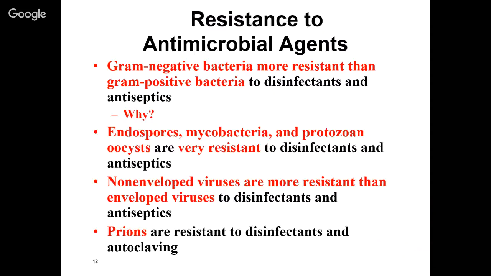Okay, that was just a little fun for you to know, so when you see that again, you've heard it once and it'll be a little bit easier to remember. Okay, great. Okay, cool. Endospores. What's going on with endospores, mycobacteria and protozoans, oocytes? What's going on with those guys? They're the hardest ones to kill.